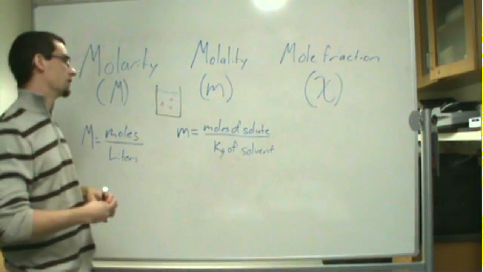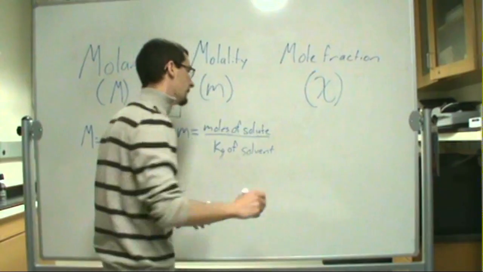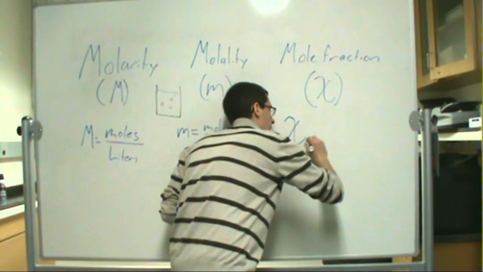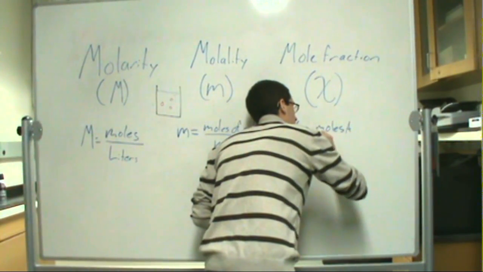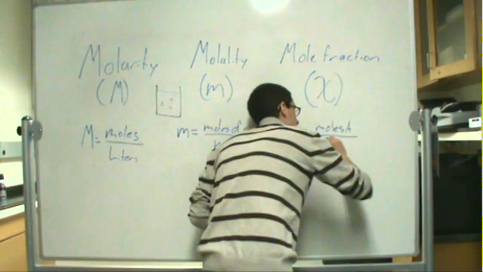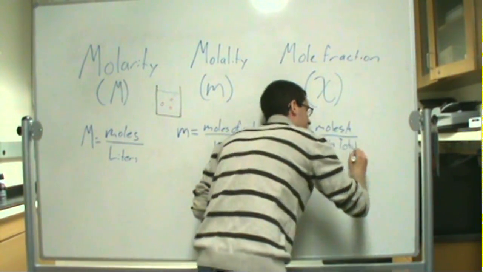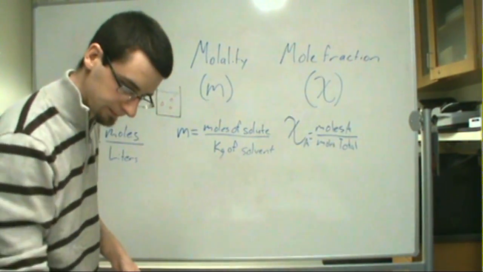And then mole fraction. Mole fraction, you have to specify what species you're looking at. So we're just going to give a generic species A, equal to moles of A divided by moles total. So the total number of moles in the system. So we're going to actually do an example problem.